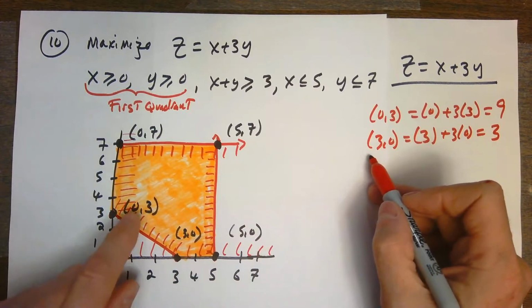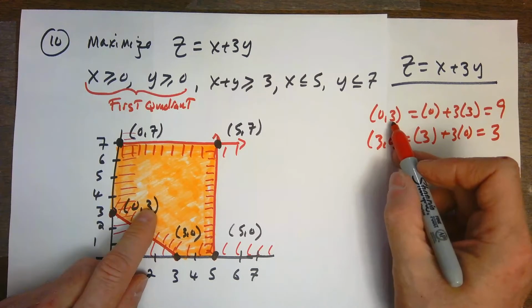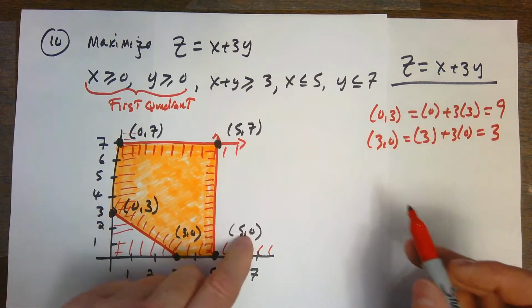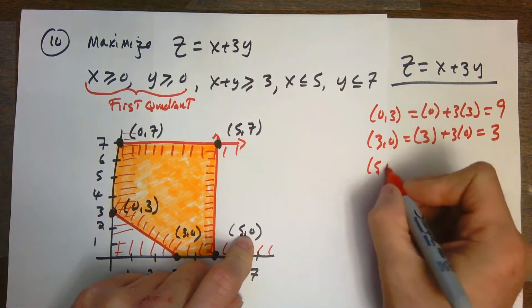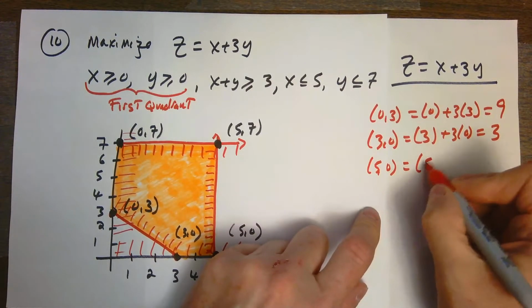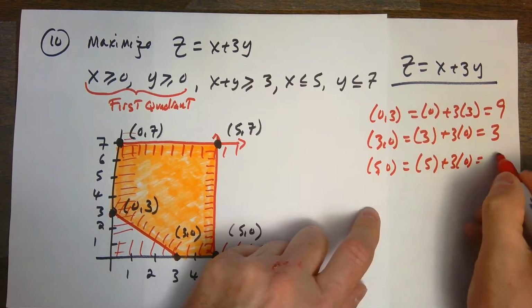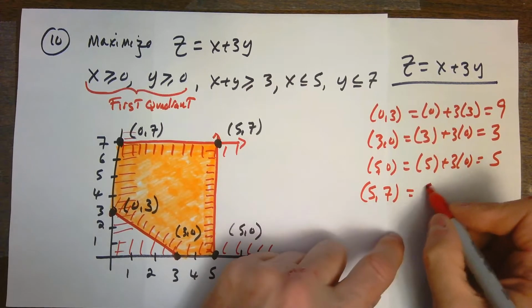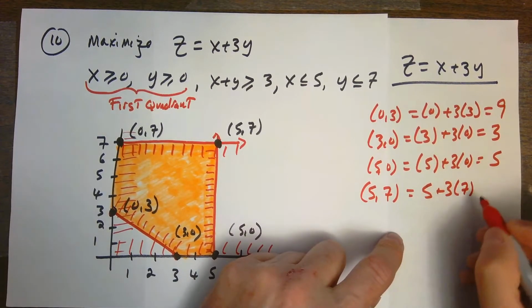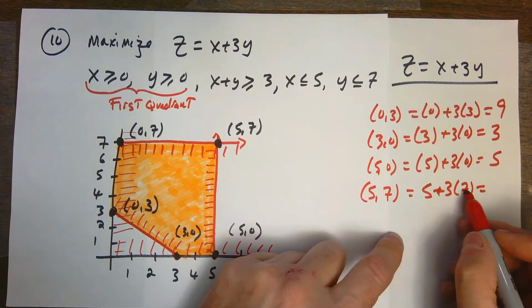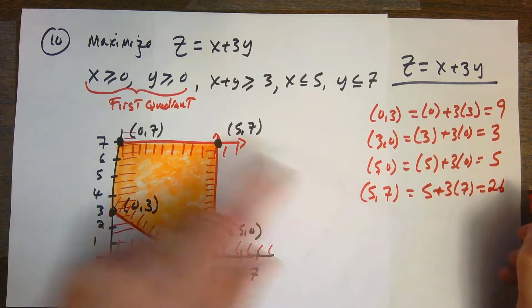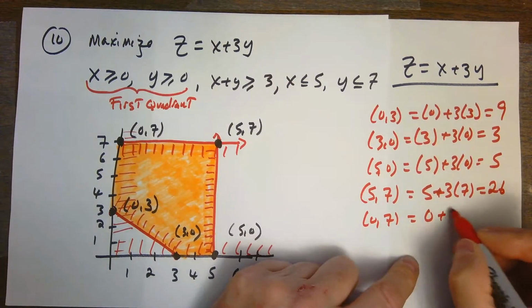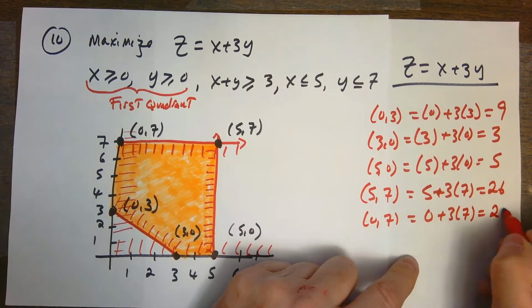See what I'm doing here? For each of these points, I've got an x value and a y value, and I'm plugging into this optimal function here. Next, I'm going to take the point 5, 0. Plugging that in, I get 5 plus 3 times 0 is 5. Next, the point 5, 7. And I get 5 plus 3 times 7 is, let's see, 3 times 7 is 21, plus 5 is 26. And then finally, the point 0, 7. And I get 0 plus 3 times 7 is 21.